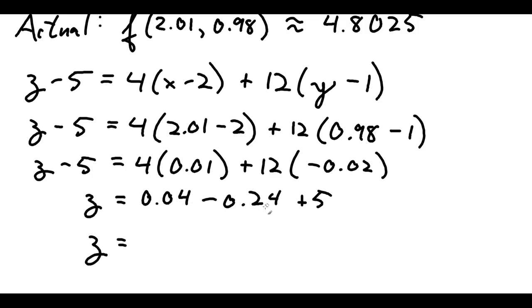0.04 minus 0.24, that's going to be a negative 0.2. 5 minus 0.2 is 4.8. And that was the same approximation that we got above.